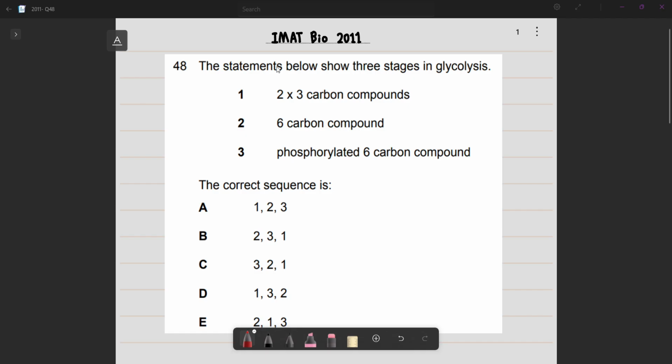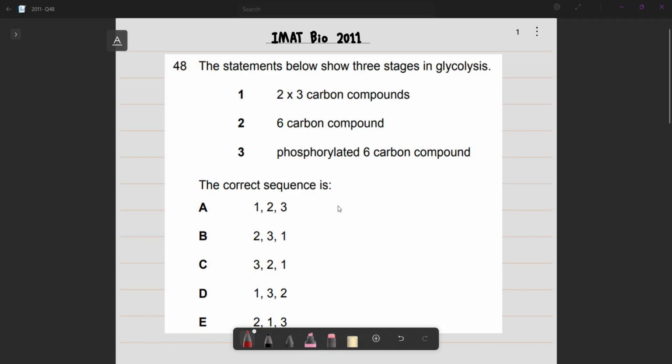It says the statements below show three stages in glycolysis. The first one, two three-carbon compounds. Number two, six-carbon compound. Number three, phosphorylated six-carbon compound.